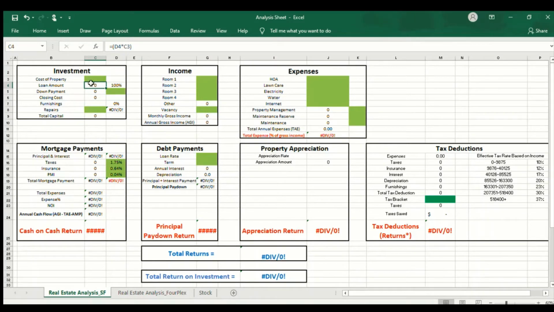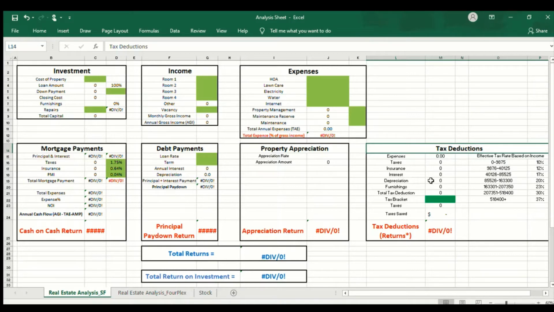Alright guys, so this is my analysis spreadsheet. We're going to start with a single family home analysis. On this spreadsheet, I created several sections just to keep things organized. The first section here is the investment section, where we provide all the information on the investment property. And then we have the income section, the expense section, mortgage payment section, debt payment section, property appreciation section, and tax deduction sections. Now the bottom four sections here provide four different ways you can make money through real estate investing. And I'm going to talk about those in detail as we analyze the property.